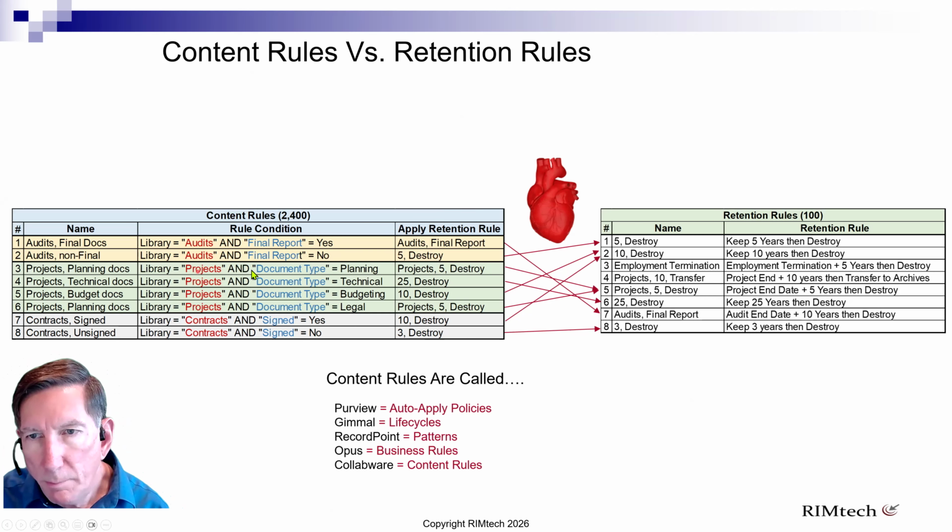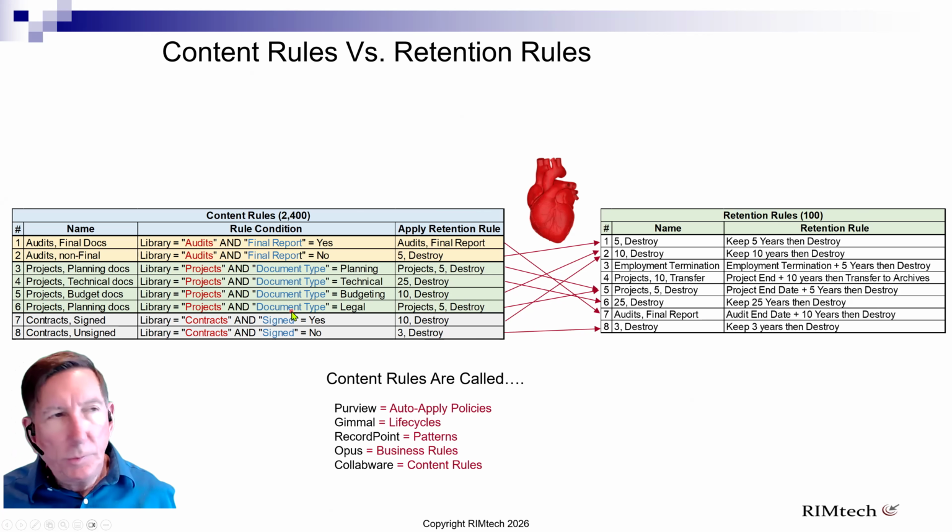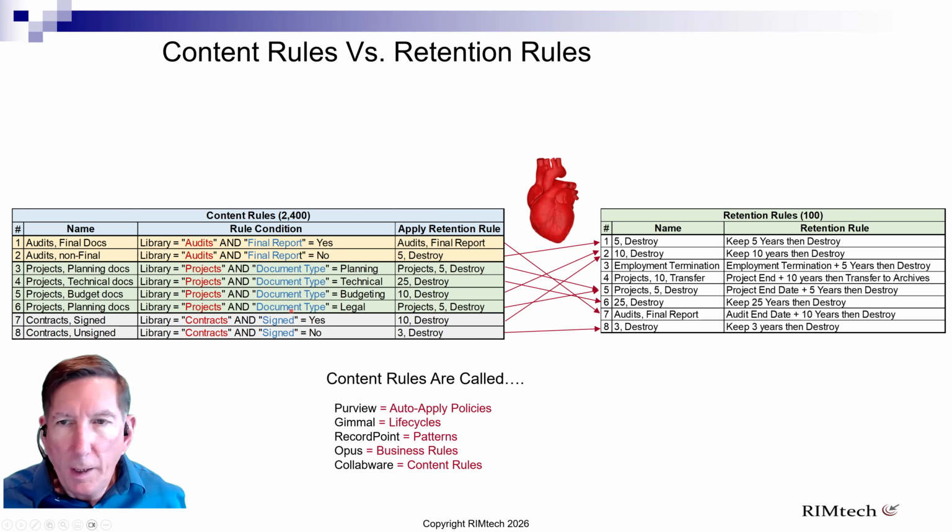Well, we have a metadata column called document type, and it has 4 potential values: planning, technical, budgeting, or legal. Depending on which document type it is, we can have a different retention rule. For example, if the library is projects and document type equals planning, then use this retention rule, projects 5 destroy, which is end of project plus 5 years and destroy, and so on. So you can see here a pattern.